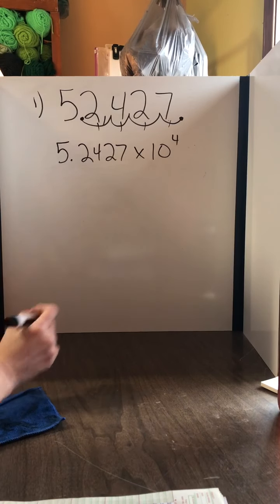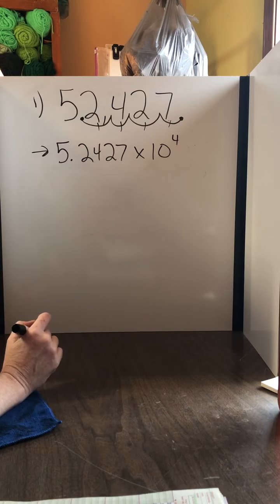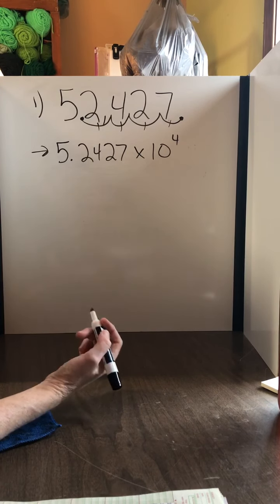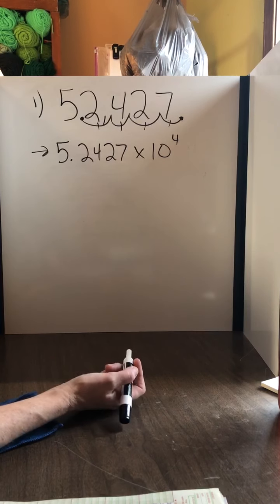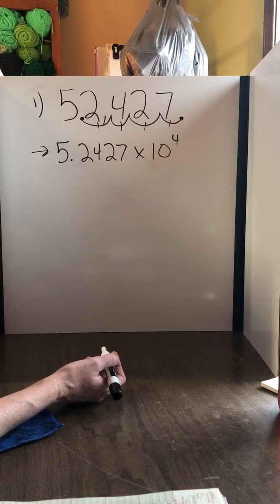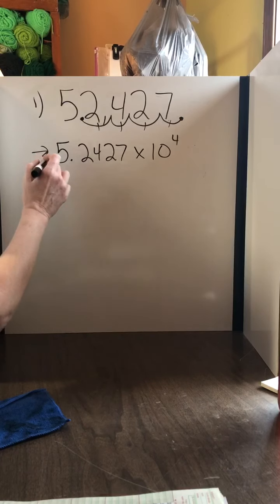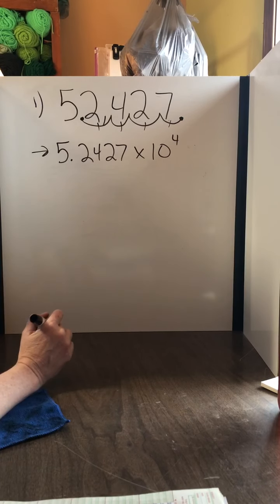And essentially what this is saying is this number now is 5.2427, and if I multiplied that by 10 raised to the exponent of 4 in your calculator, I would get 52,427 as my answer. So I've just taken this number in standard form and converted it to scientific notation here.